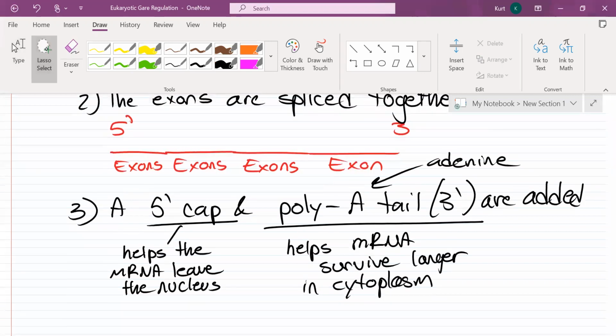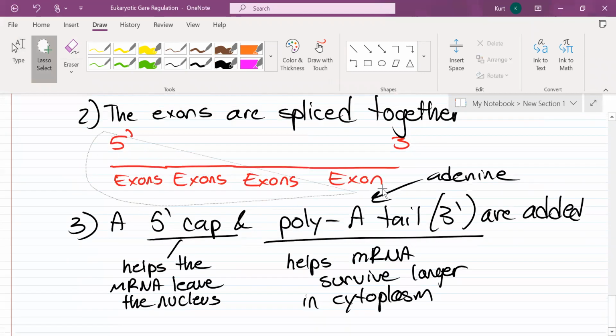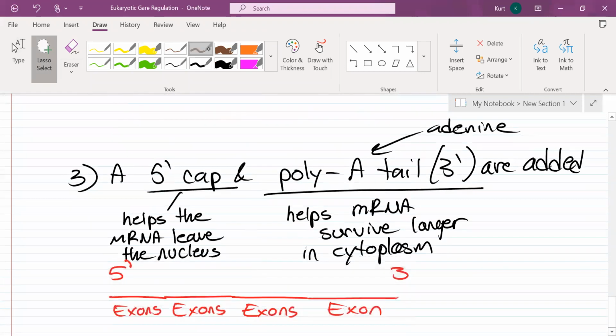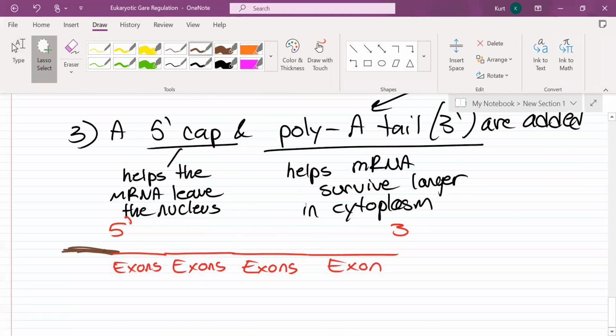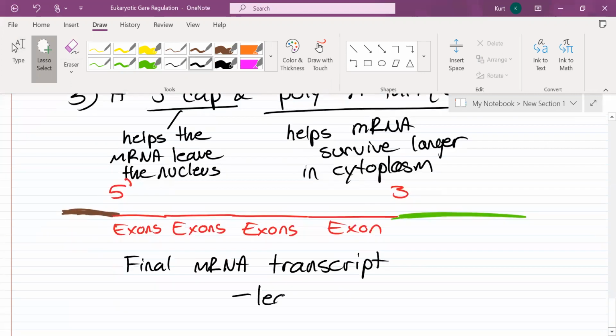And so I'm just going to lasso my RNA. Bring it down here. And I'm going to add a 5' cap, this brown part, and I'm going to add a poly A tail over here. 5' cap, poly A tail. It is now considered a final mRNA transcript. It's all grown up and ready to leave the nucleus. And that's what it's going to do. It leaves the nucleus through a pore.